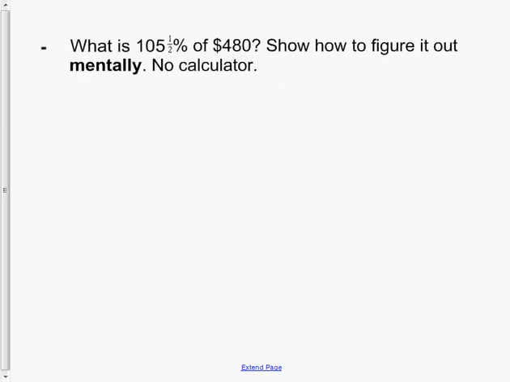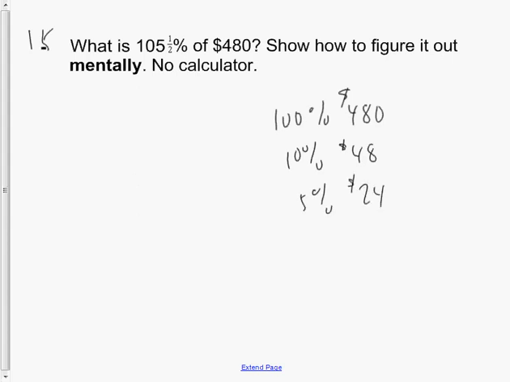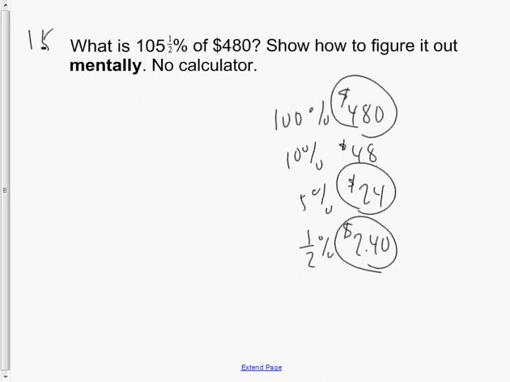Question 15. This should say 15 here, not blank. 105.5%. Well, 100% is 480. 10% is $48. 5% is half of 10%. And half a percent is half of 1%, and 1% is 480. So that would be a half percent, which would be half of 1%. So this number plus this number plus this number is your answer, which is 506.40. 105.5%.